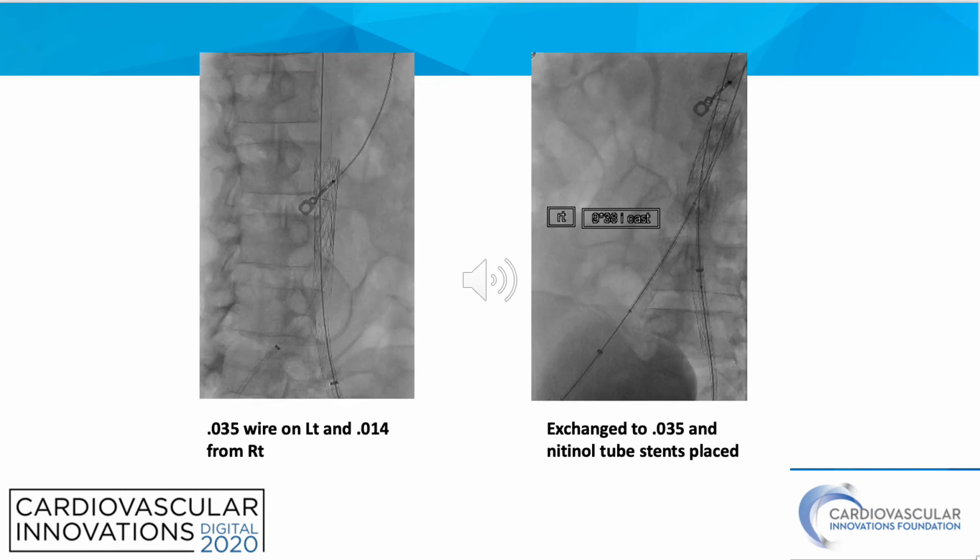So now we have wire access from both sides, but on the right we're at an 014 level, and all of our hardware is going to typically be using 035. So we went ahead and used a catheter to exchange to an 035, and then we placed nitinol tubular stents to create the legs on the pair of pants.